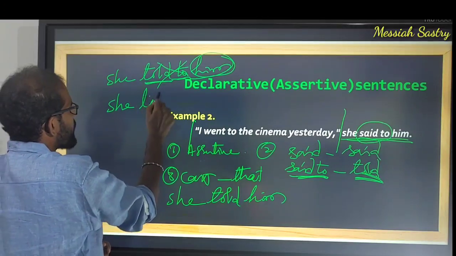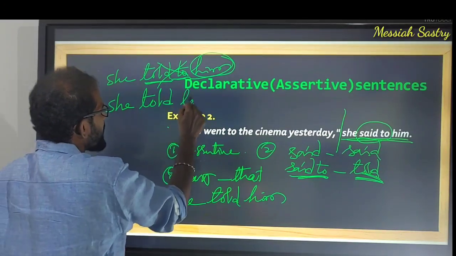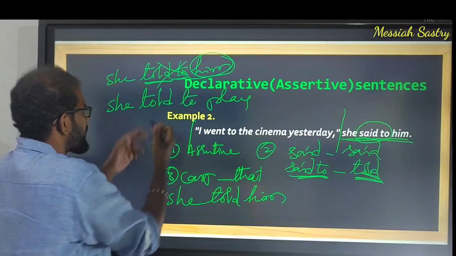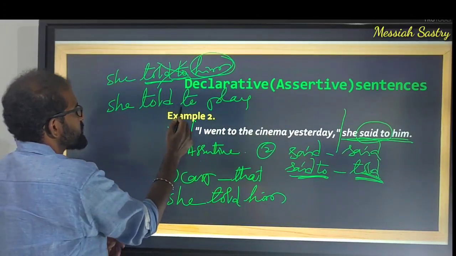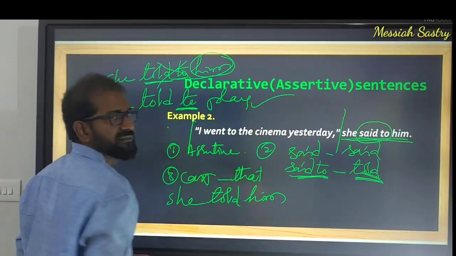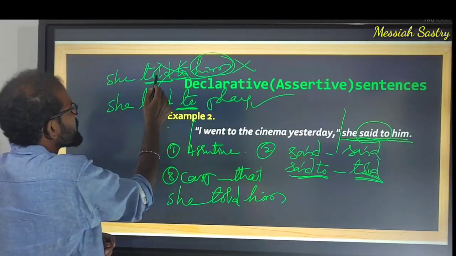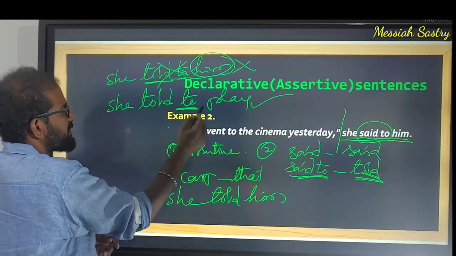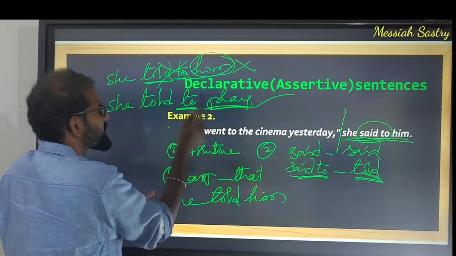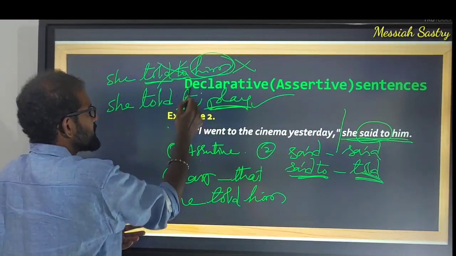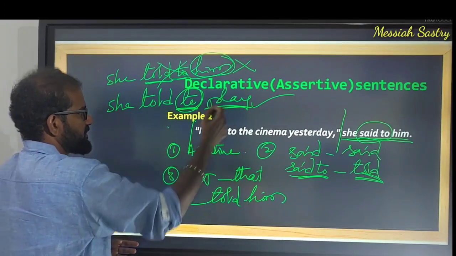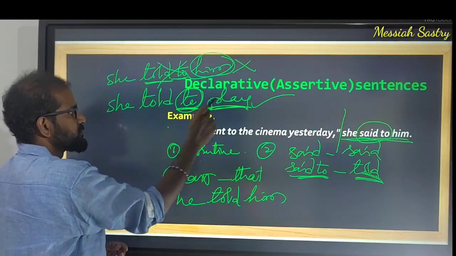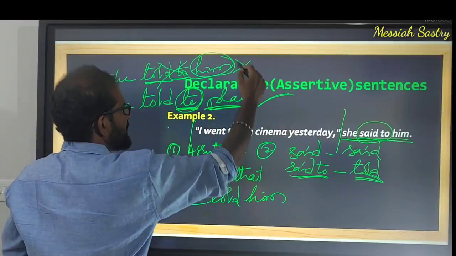"She told to play." And look at the second one here: "She told him to play." This sentence is right. This is wrong. We don't use "to" after "told" when there is a listener. But when there is a verb after "told", then we need to use "to". This is called the "to" infinitive. "She told to play." This is right, whereas this is wrong.